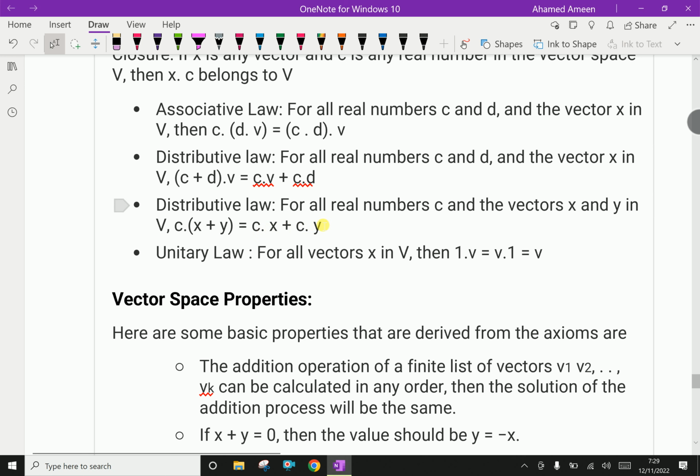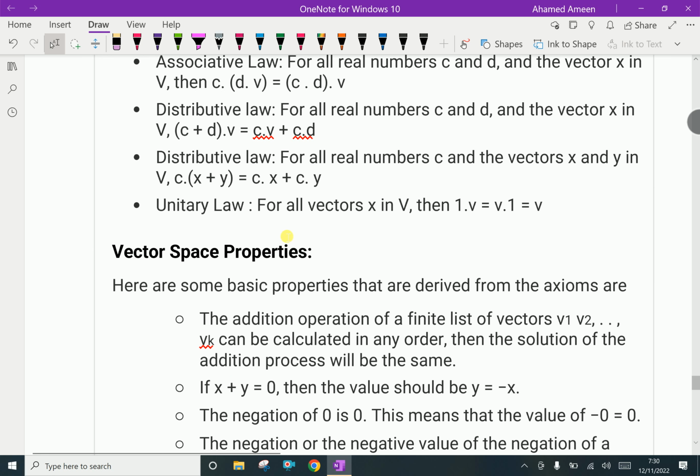Distributive law. For all real numbers c and the vectors x and y that are elements of V, then we can say c dot (x plus y) equals cx plus cy, where c is there for all real numbers c. Here c is any real number.